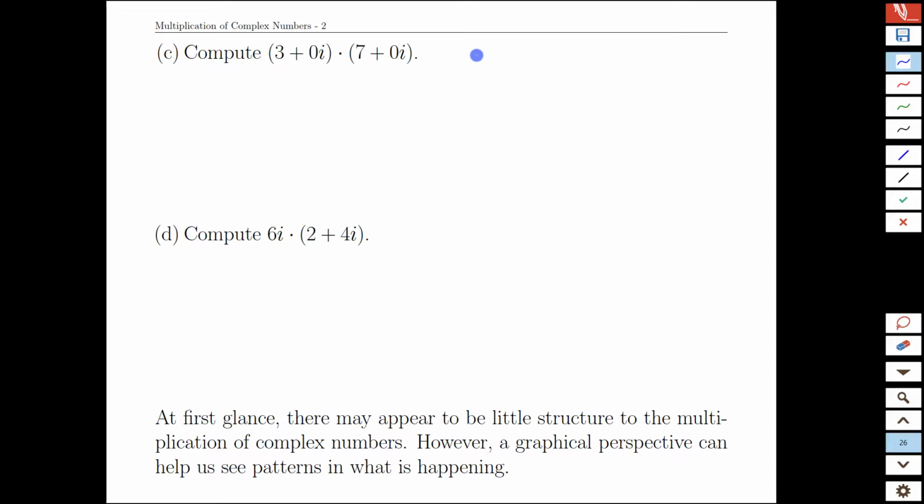Next up, if all is real, so if we had two real numbers, 3 and 7, but we're thinking of them as complex, does that break any rules that we know from before? Well, fortunately no.